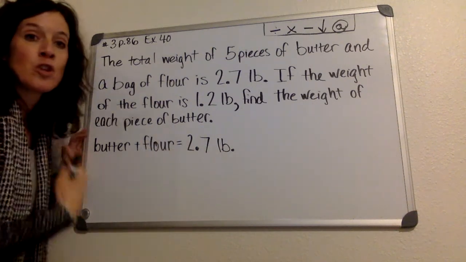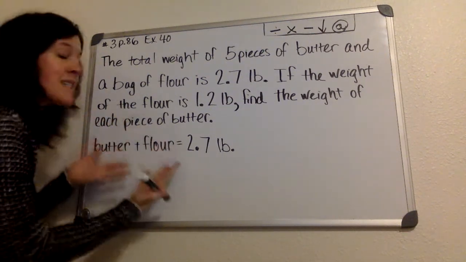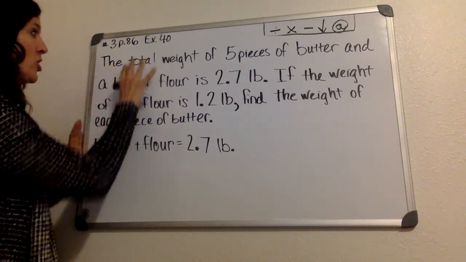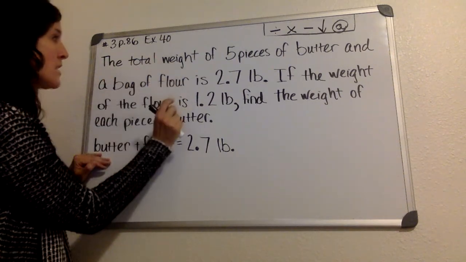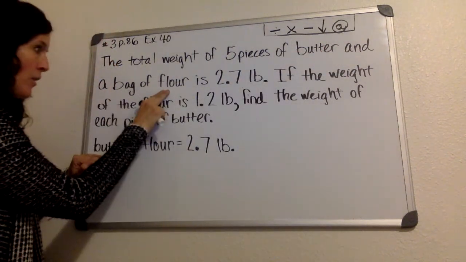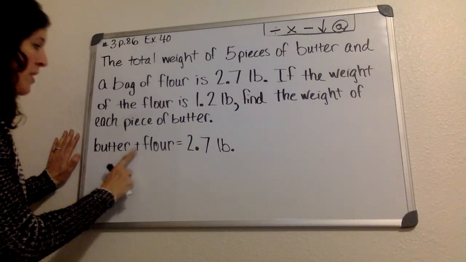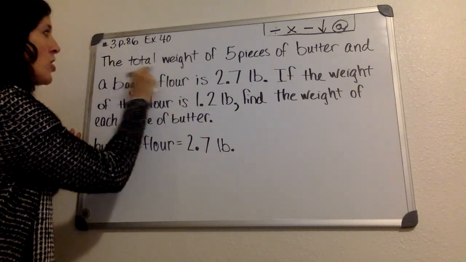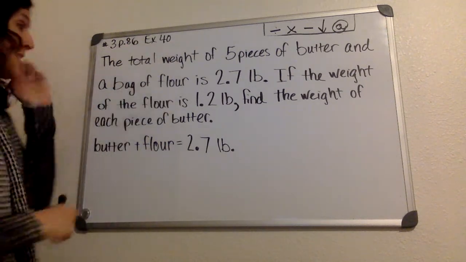Sometimes it helps to either draw a picture like I did in the last one or write down what you have so you know what you're working with. Let's make sure that's exactly what we have. Let's read the first sentence again. The total weight of the butter and the flour is 2.7 pounds. Yep, butter plus flour equals 2.7 pounds. When we see the word total, we usually know that means we added those numbers together.